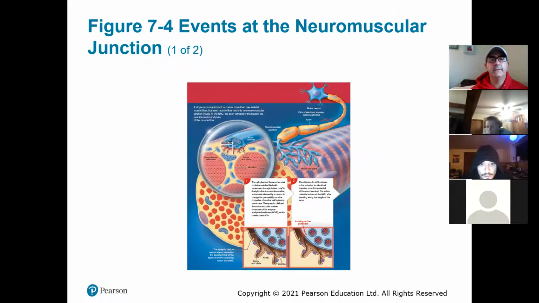So here is the neuromuscular junction. You can see this is a neuron. This is the axon of the neuron. Here's where it ends, and it ends at one of these muscle fibers. Now you can see there's one neuron for one muscle fiber, which means it's going to multiple myofibrils.